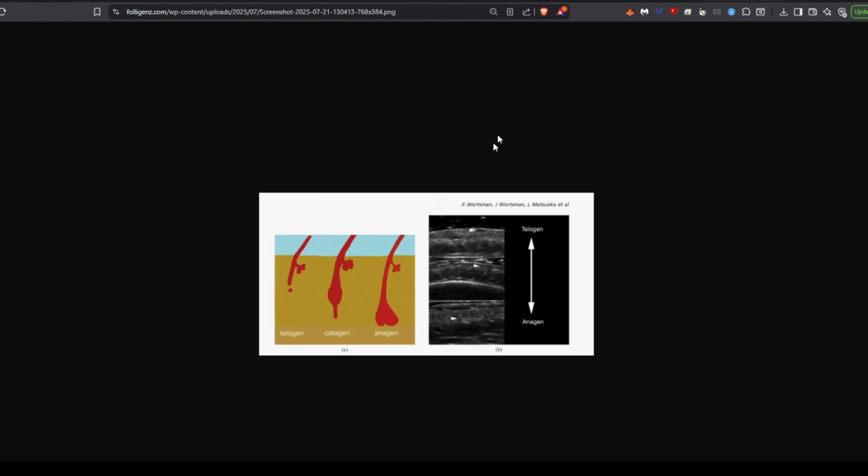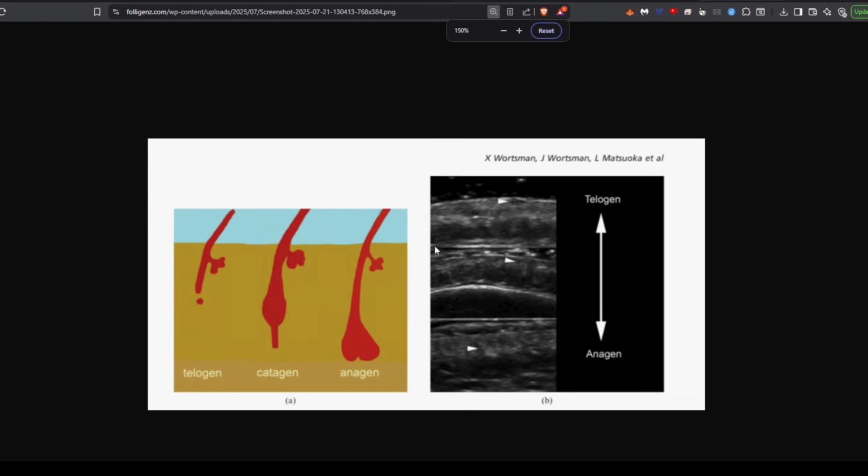This image you see here on the right is from Dr. Ximena Wortsman, and it's from one of our various studies on ultrasound imaging and the scalp. In this case, you view the scalp and you can see at what state of the anagen cycle a particular hair follicle is in. The reason why this has some useful information is because you can see what percentage of your hair follicles are in the catagen phase.